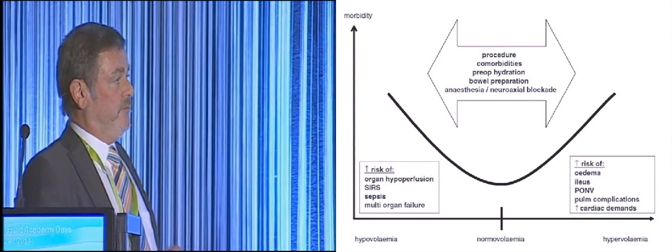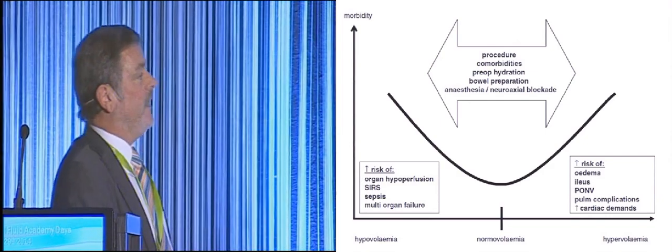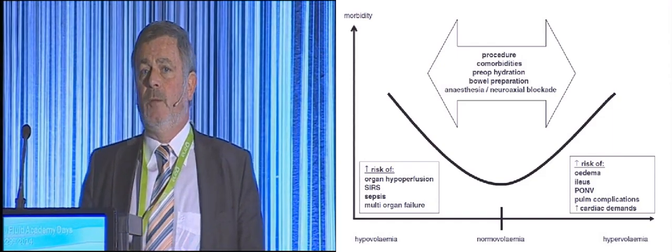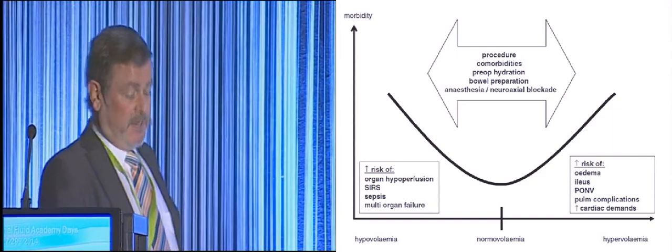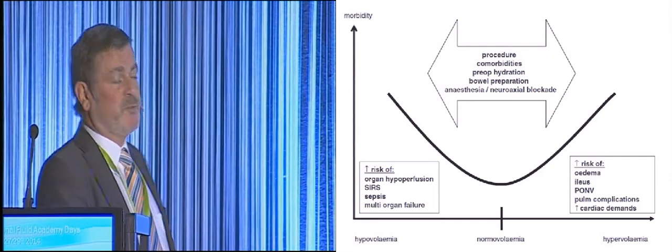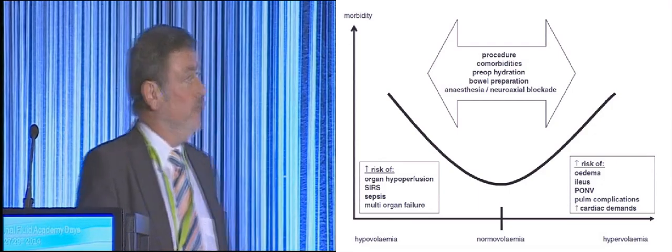So this is a figure you probably all know. What we want to achieve with our perioperative fluid management is to keep the patient normovolemic. Hypovolemia is not good, but the other way around, hypervolemia is not good either. So we need really to focus on whether we can keep those patients here. And how are we going to do this?